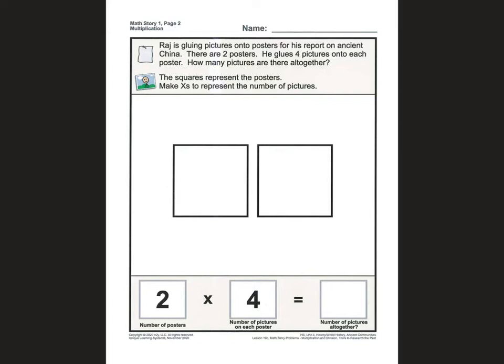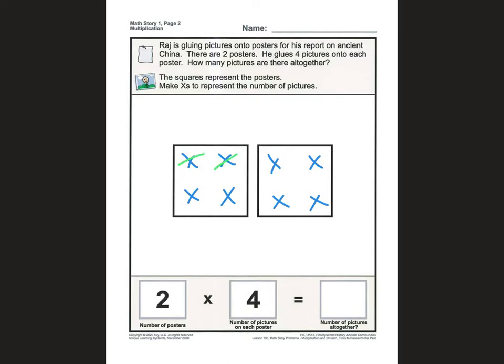The squares represent the posters, and we're going to make X's to represent the number of pictures. So we're going to put 4 pictures onto each poster. 1, 2, 3, 4. 1, 2, 3, 4. When we multiply, we're looking to find a total. So now we're going to count to find our total.